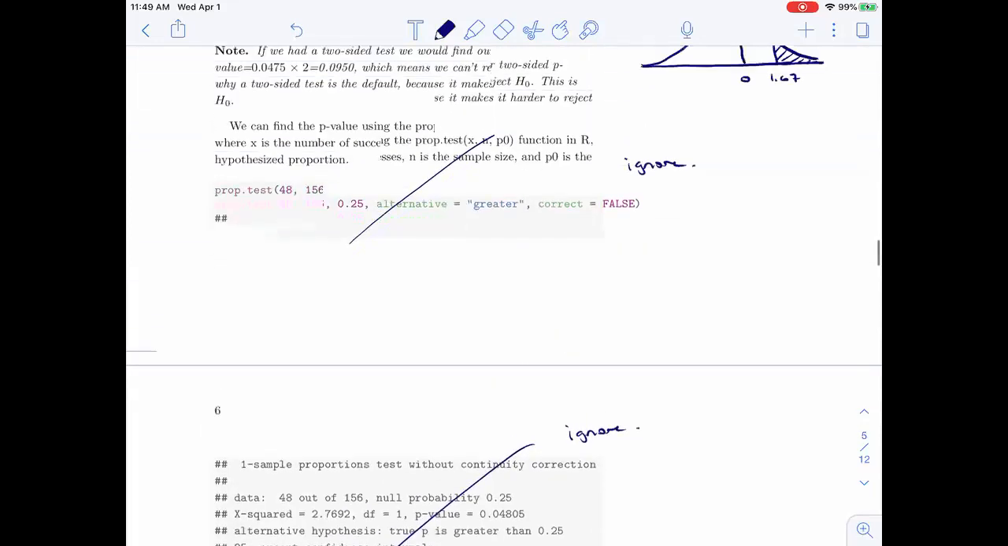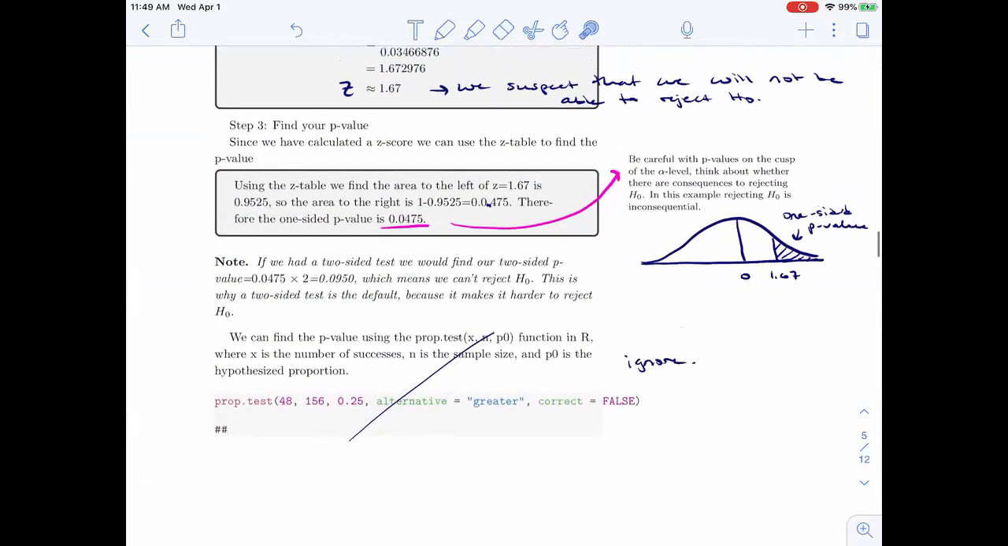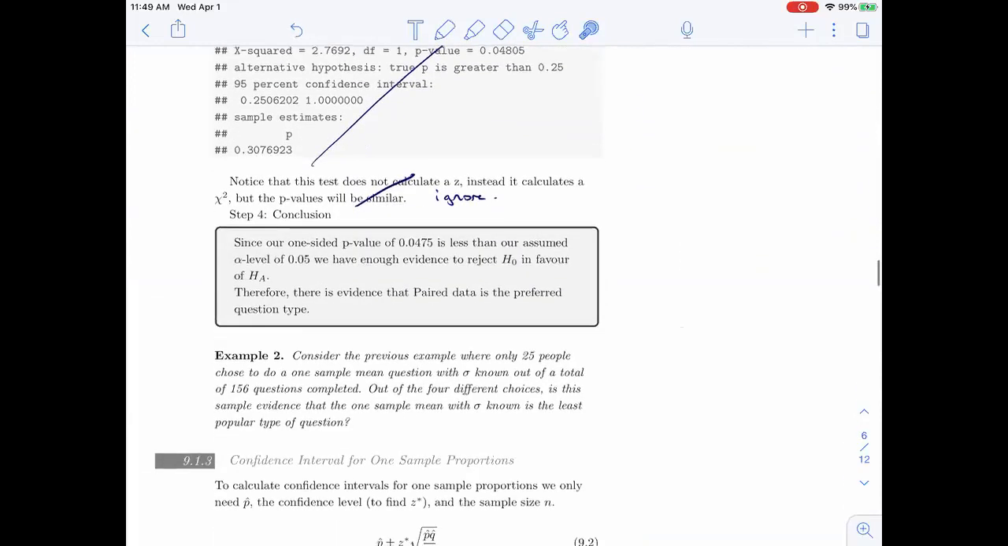So we have our p-value, so we jump straight from our p-value. Our one-sided p-value is 0.0475. Now we're ready to state our conclusion. Since our one-sided p-value of 0.0475 is less than our assumed alpha level of 0.05, we have enough evidence to reject H naught in favor of HA. Therefore, there is evidence that paired data is the preferred question type. Done.